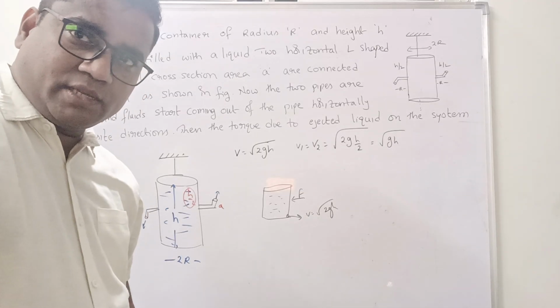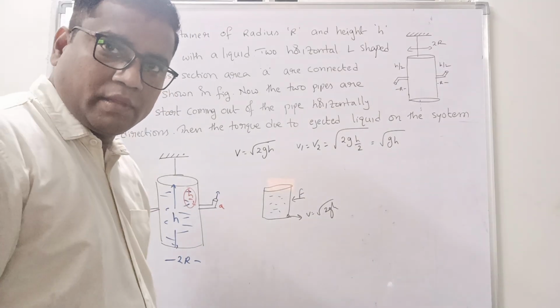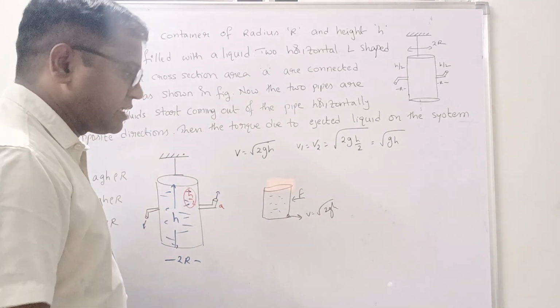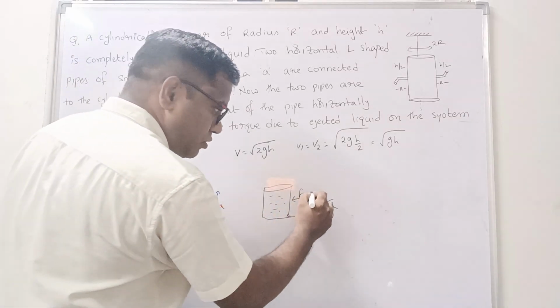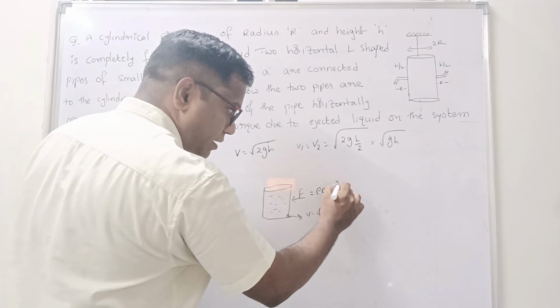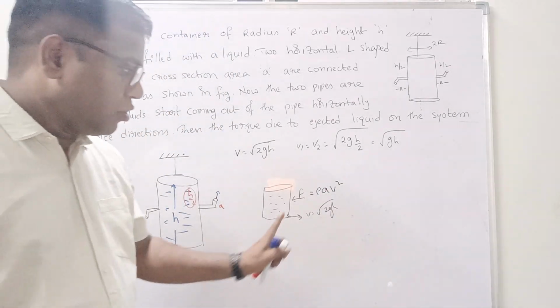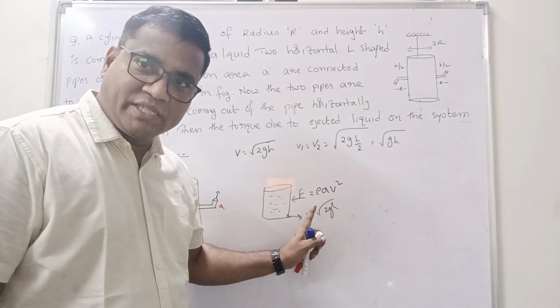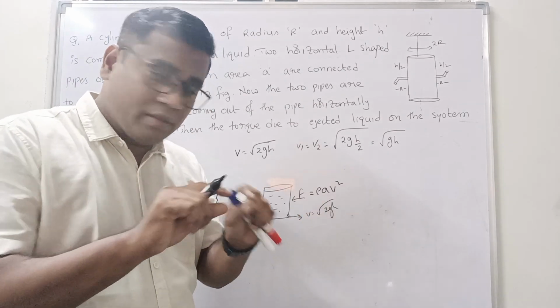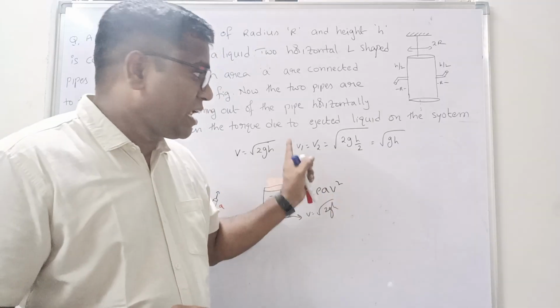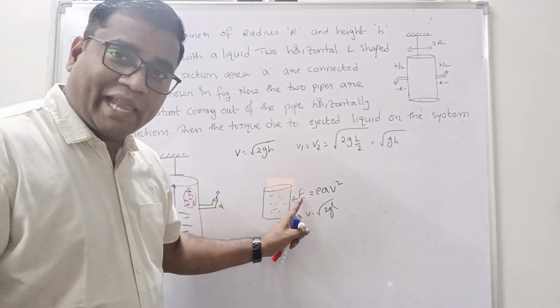How much force is it? F is equal to rho A v square. Rho means density of the liquid, A means area of cross section of the pipe, and v is velocity. Velocity we already know. So with this we can calculate the value of F.